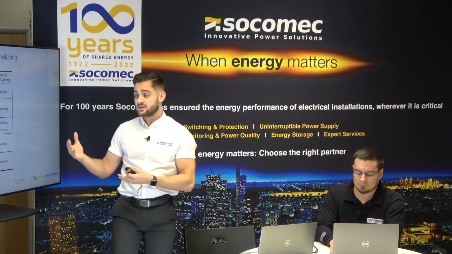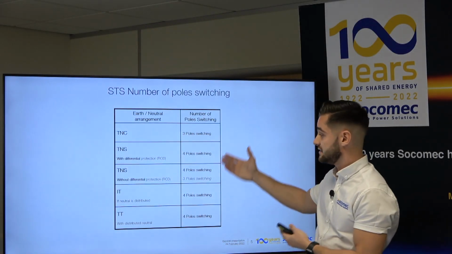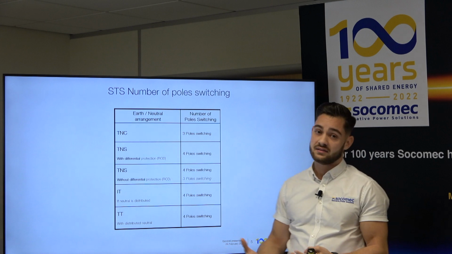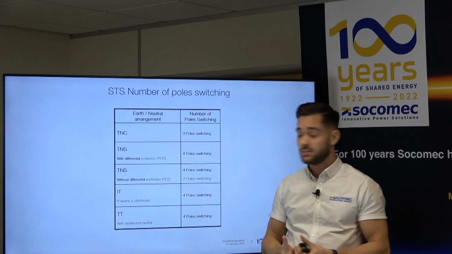Now that we've seen all these different earth and neutral systems, we would recommend in most cases going for a 4-pole switching device. The reason is that you want to avoid any uncontrolled current circulating through both neutrals coming from 2 sources. That's why you would go with a 4-pole device. Only on the TN-C, Terry, can you say a word about the 3-pole switching device?